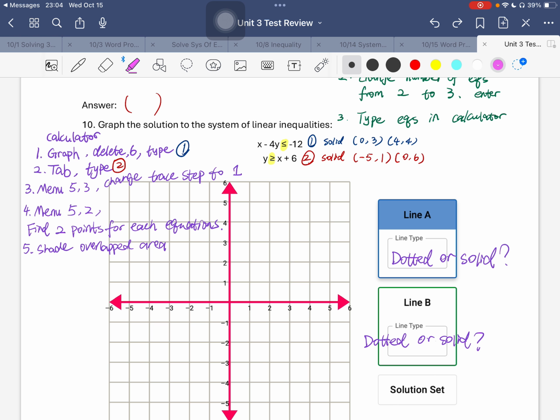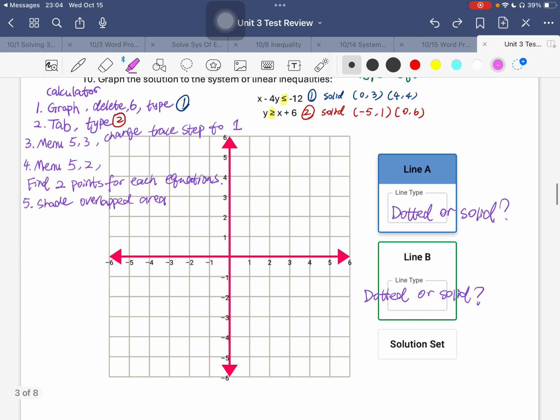Now let's go to the calculator. Let's go to graph and delete 6, and we type in inequality 1, enter to get our first inequality. Then second step, type in inequality 2, enter to get our second inequality. At this time, you can see which part is the overlapped shading area and record that part.